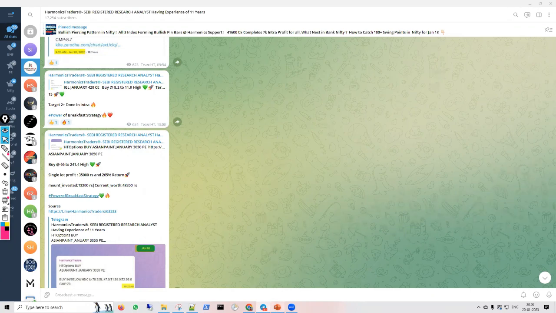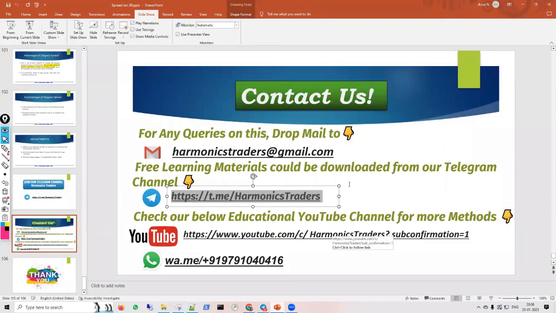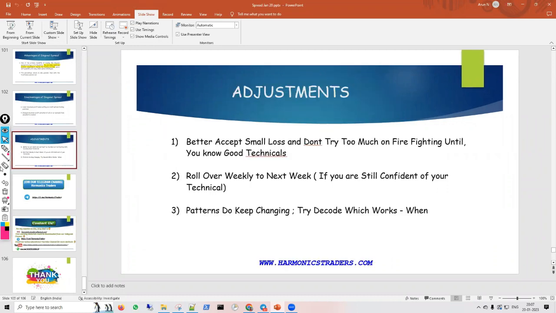And again, my general advice, don't do too much firefighting in your initial stages. If your SL gets hit, just accept the SL, right? Of course, if you know good technicals, you could make use of any of the positional methods for your exit. Now, let us say you are holding CE short and long. Okay, market is moving up and long is in profit, short is in loss.